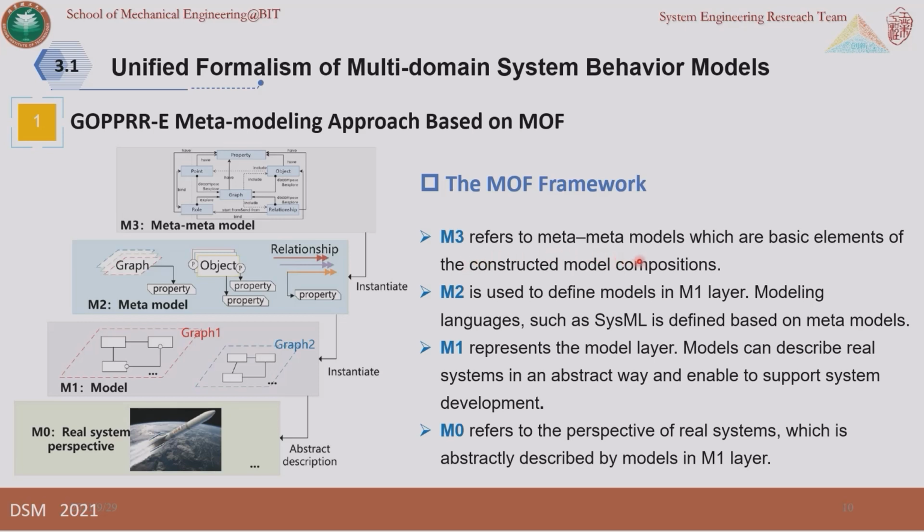M3 refers to meta-meta models, which are the basic elements of the constructed model compositions. M2 is used to define models in the M1 layer. Modeling languages such as UML are defined based on meta models. M1 represents the model layer. Models can describe real systems in an abstract way and support system development. M0 refers to the perspective of real systems, which is abstractly described by models in the M1 layer.